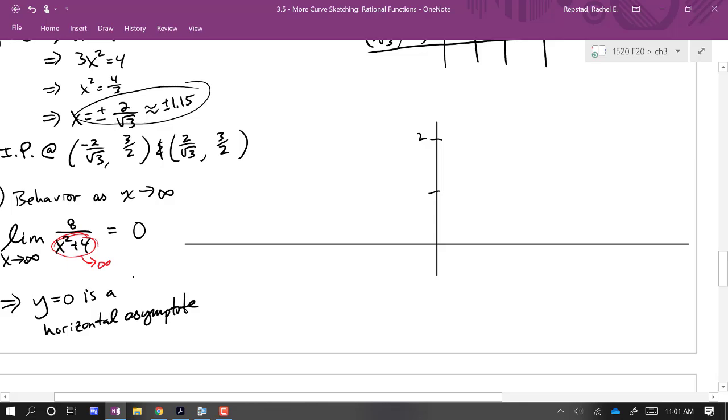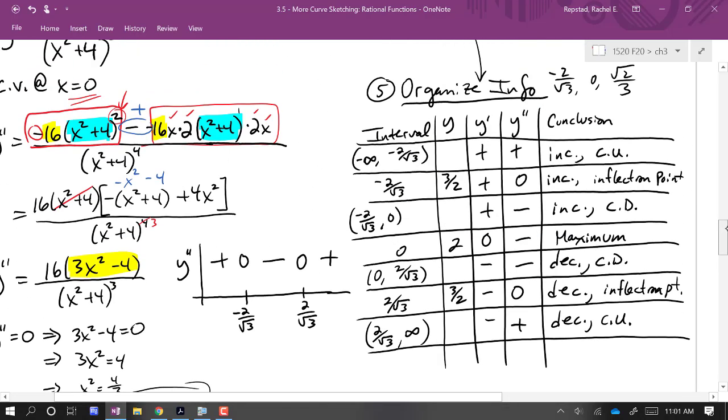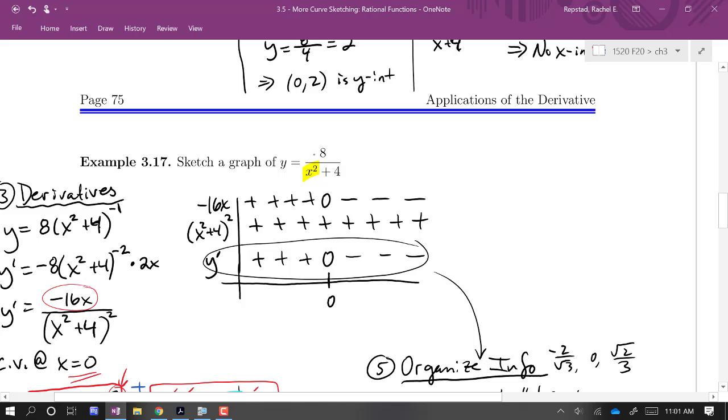You'll notice when I put these axes down, I didn't really allow for any space below the x-axis. And that's because if you look at this function here, I've got 8, which is positive, divided by x squared plus 4, which we've already observed is always positive. So the whole graph has to only exist above the x-axis.